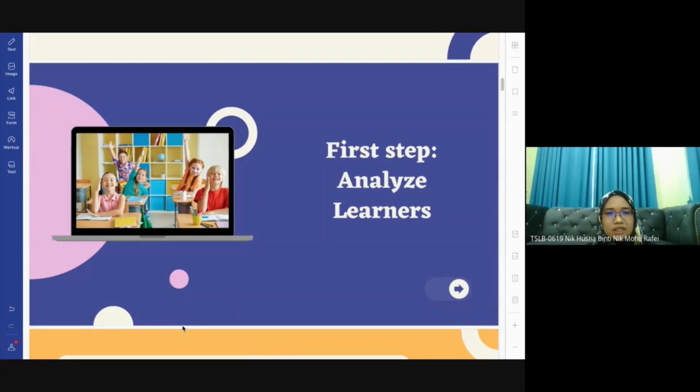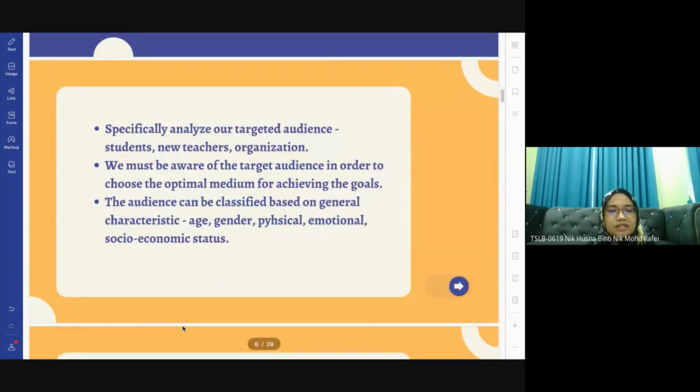So for the first step, which is analyze learners, we specifically analyze our targeted audience. For example, if the audience are students or maybe new teachers or maybe members of an organization or maybe a group of youth, anyone could be our targeted audience. So we must be aware of our targeted audience in order to choose the optimum medium for achieving the goals. The audience can be classified based on general characteristics such as age and gender, physical, emotional, and socio-economic status.